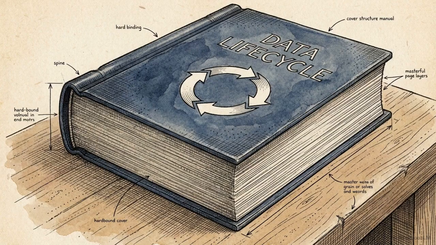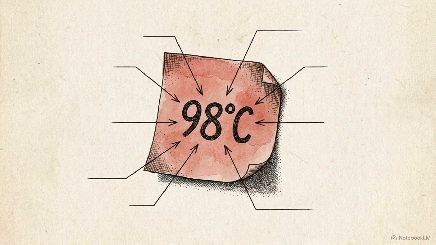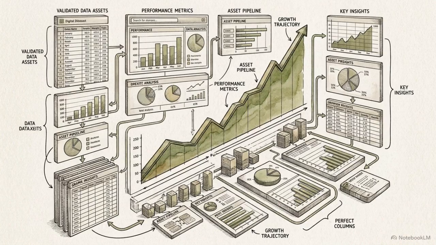ISO 55133 operationalizes this concept. It mandates systematic oversight for data throughout its entire lifecycle, establishing strict rules for creation, storage, and eventual disposal. This clarifies the difference between raw asset data, like a single temperature reading on a Tuesday, and curated data assets, which are validated, standalone failure histories ready for analysis.